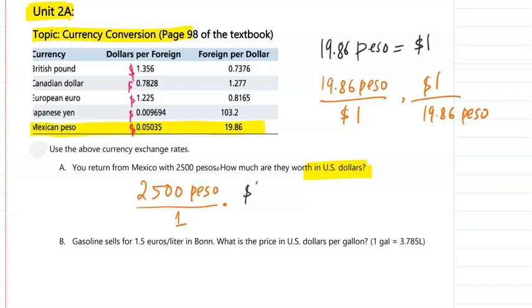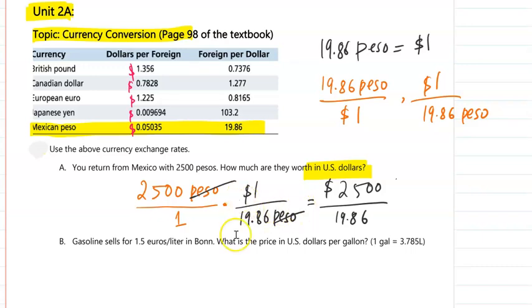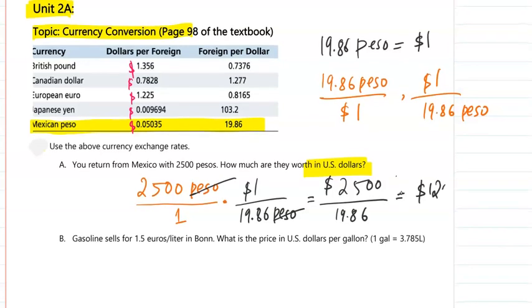So I'm using this second fraction, $1 divided by 19.86 peso. The peso cancels, and you have 2500 times $1, which is $2500, divided by 1 times 19.86, which is 19.86. Notice that peso cancels, and you get the answer in the dollar, which is the same as before, 125.88. So 2,500 peso equals $125.88.